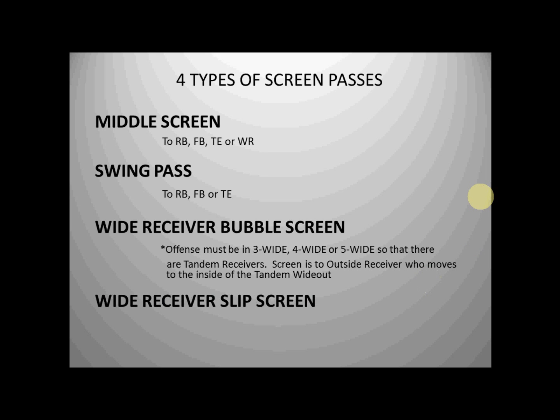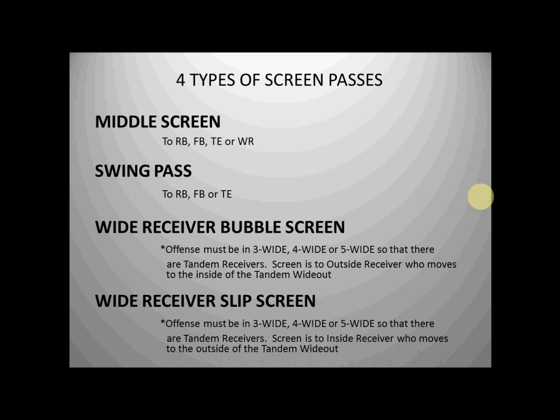The wide receiver slip screen. Again, the offense must be in a 3-wide, 4-wide, or 5-wide package so that tandem receivers are available, and the screen is to an inside receiver who moves to the outside, slips to the outside of the tandem wideout.